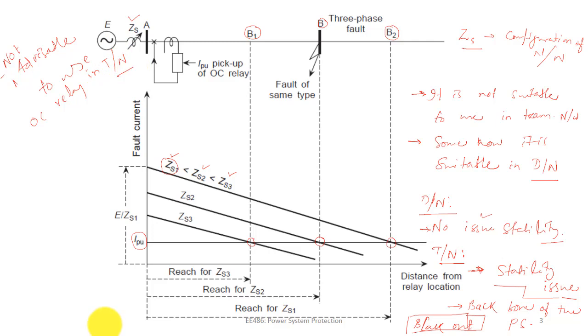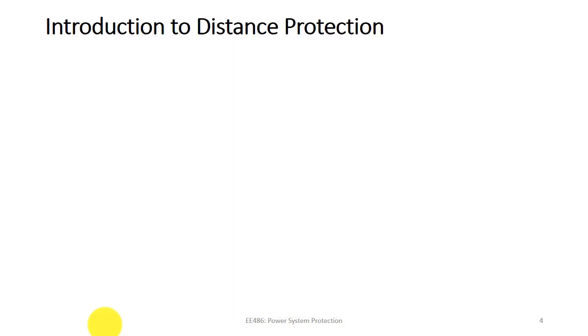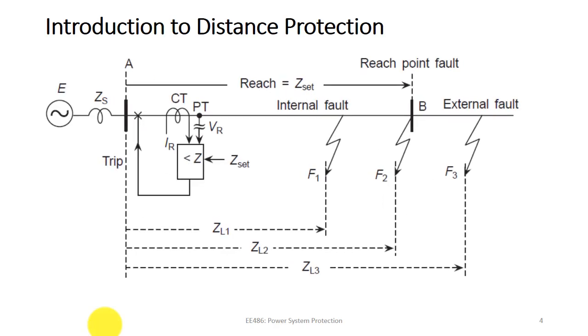So then what should we do? How will we protect our transmission network? Let us see this. So therefore distance protection came into the picture. Why is it called distance protection? We'll talk about this. And what is the cause that it is called distance protection? Let us see. Suppose a transmission line is here with a source E and source impedance ZS, the same kind as we have seen previously, right?